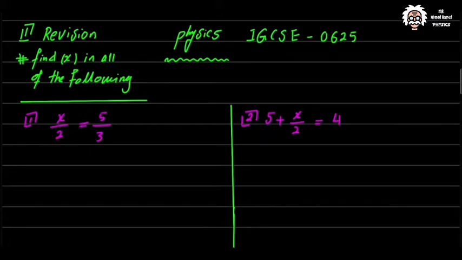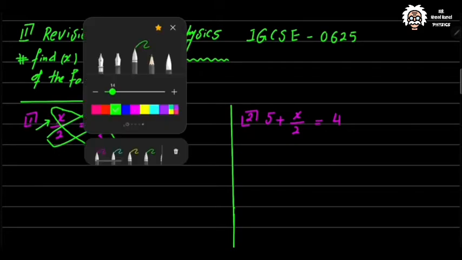The first one: x over 2 equals 5 over 3. In this one we need to find the value of x. To find the value of x in this operation, we need to make a cross multiplication. To make a cross multiplication, we can draw a large X like this and mark the side that contains the unknown. Our unknown is x, so we need to find the value of x.